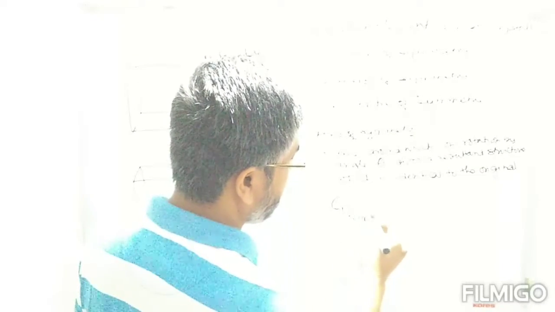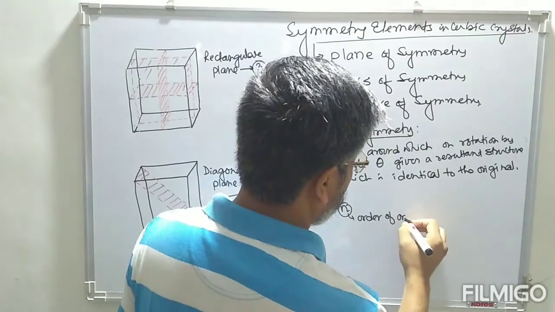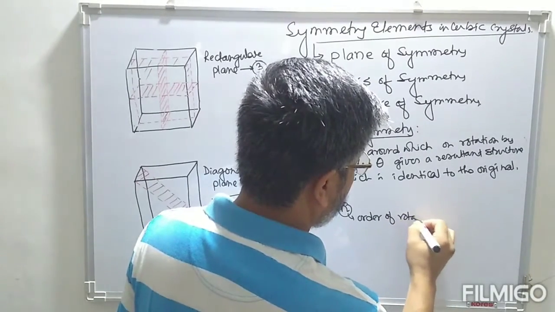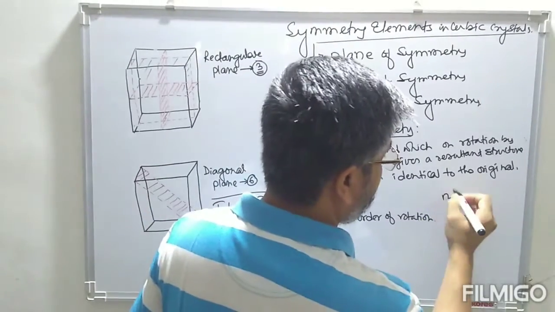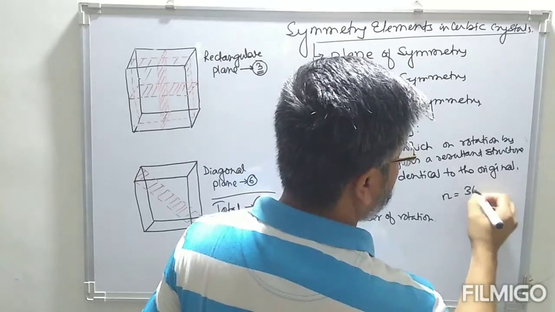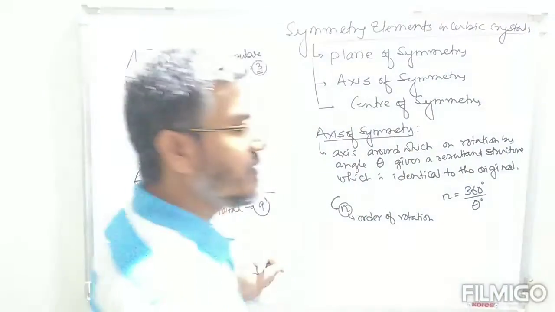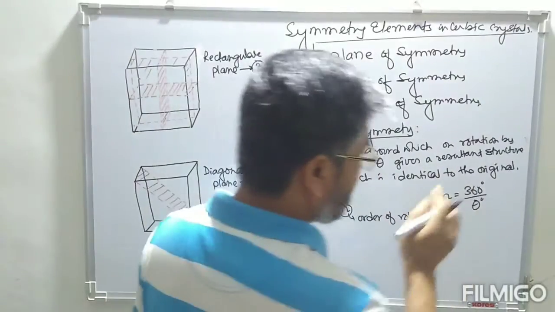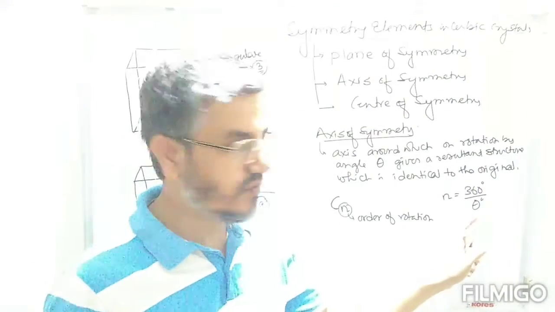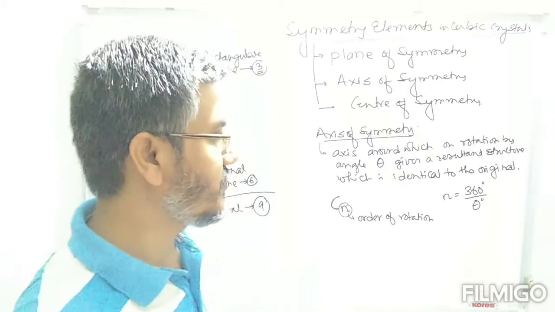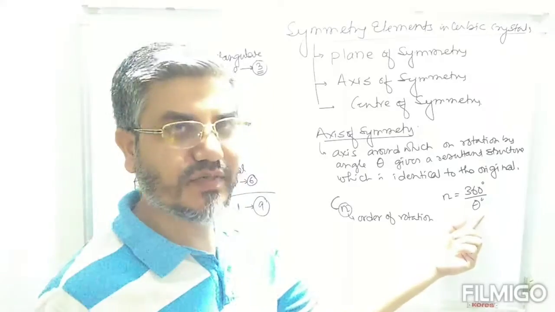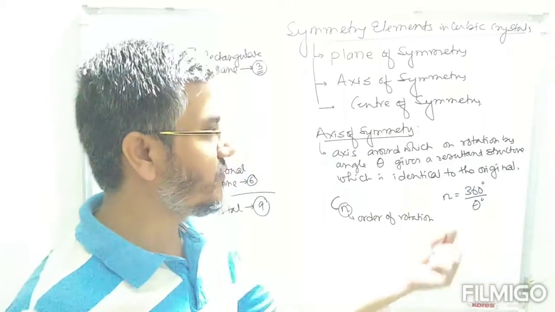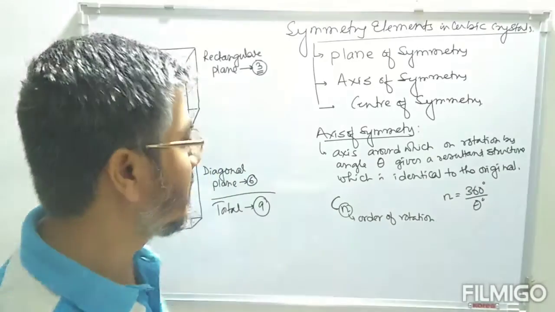And these axes of symmetry are represented by Cn, where n is the order of the rotation, and n is equal to 360 divided by a certain angle theta. This theta cannot be 1, and this theta cannot be 360, because if you rotate by 1 or by 360, the resulting structure is actually identical. So for any angle other than 360, we can have some order of rotation.